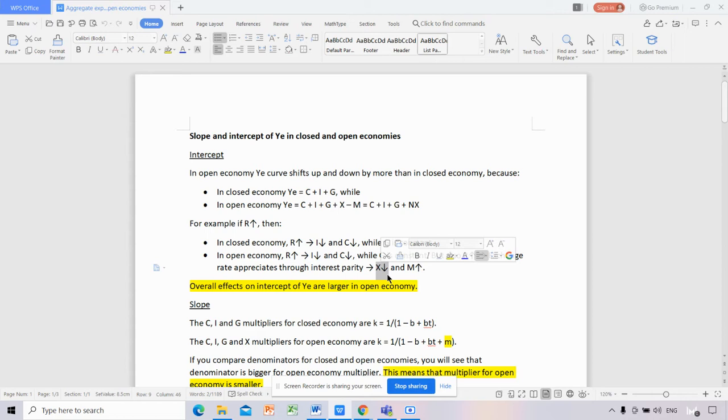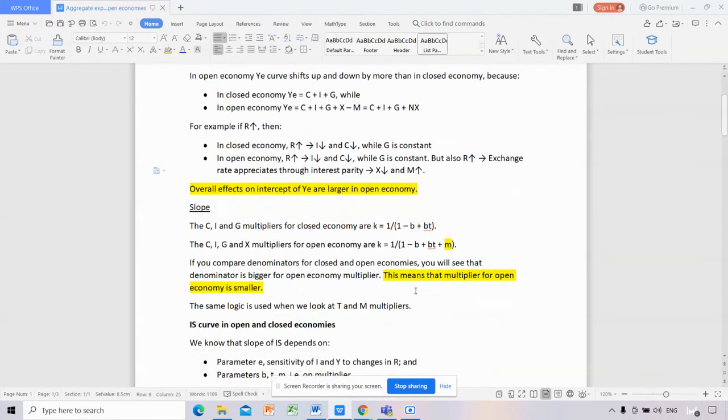And also note that appreciation or depreciation of domestic currency does not affect the price of exports in domestic currency, because it's a purely domestic price. Okay, so overall, the effects on intercept are larger in open economy than in the closed economy.